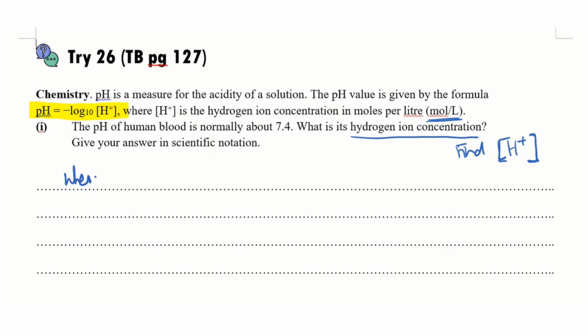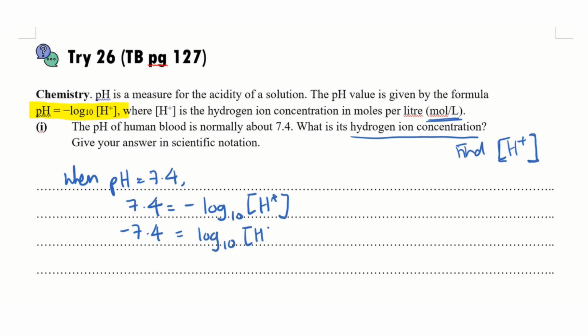So when pH equals 7.4, we substitute 7.4 into the formula given, and then we will have this. We are trying to find the hydrogen ion concentration, that means the square bracket H plus. If I shift the negative over to the left first, I will have negative 7.4 equals log base 10 of H plus.